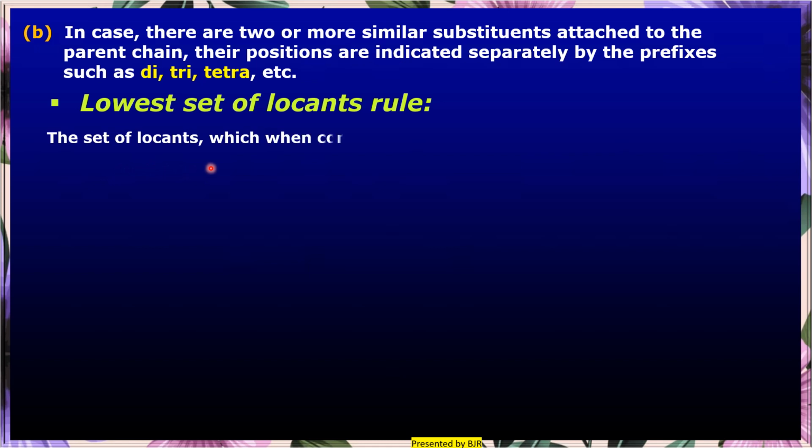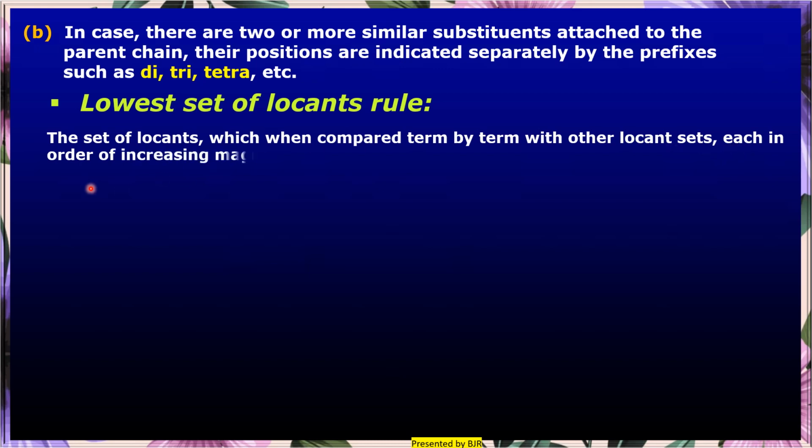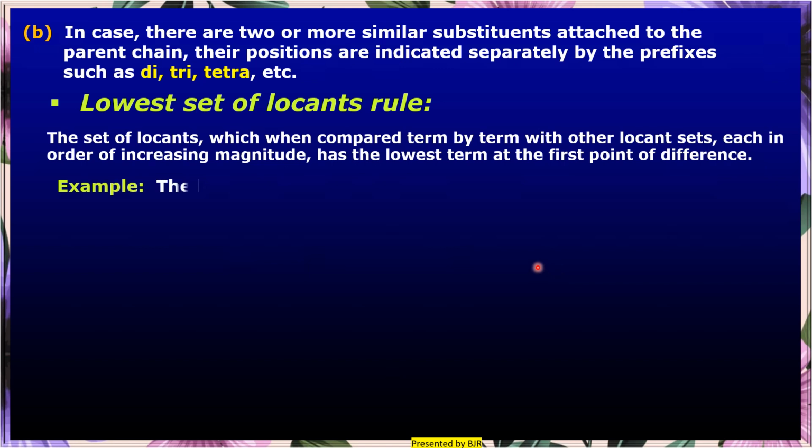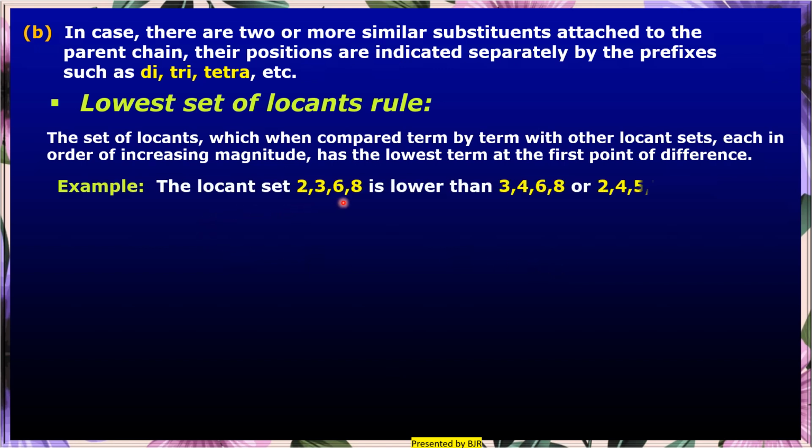The set of locants which, when compared term by term with other locant sets, each in order of increasing magnitude, has the lowest term at the first point of difference. For example, you see here the locant set 2, 3, 6, 8 is lower than 3, 4, 6, 8 or 2, 4, 5, 7.